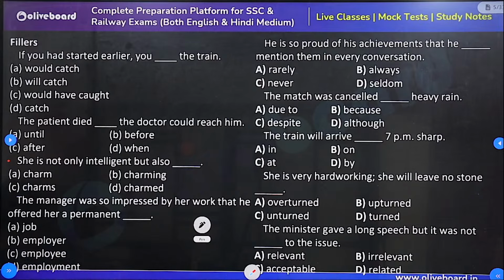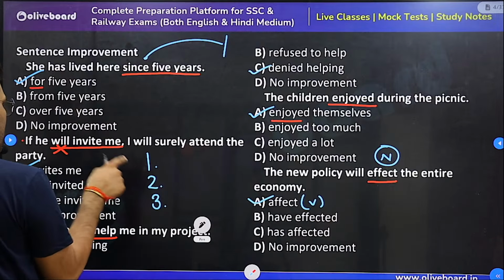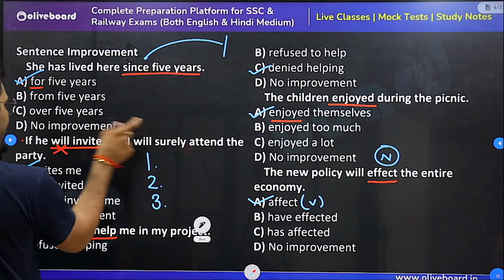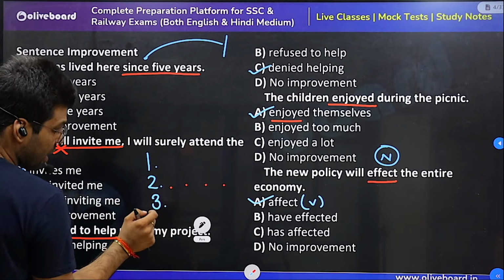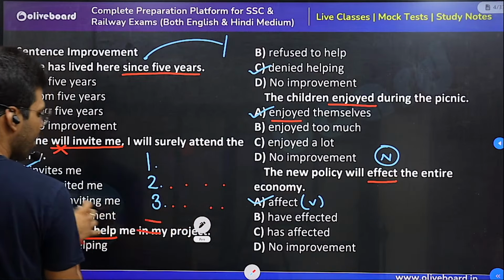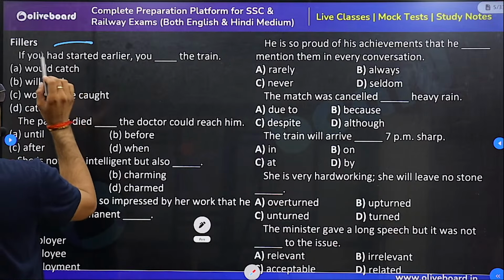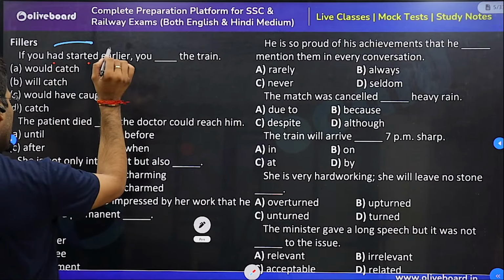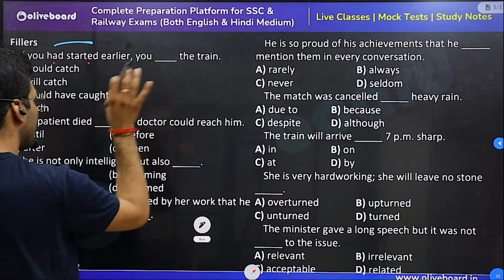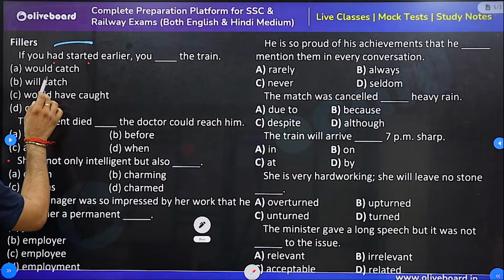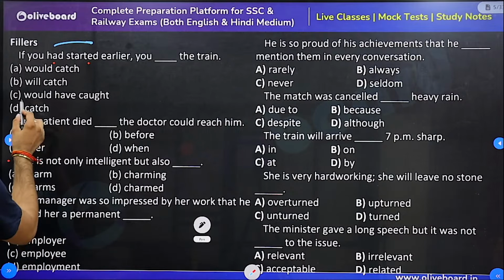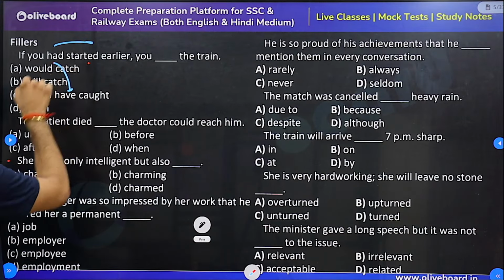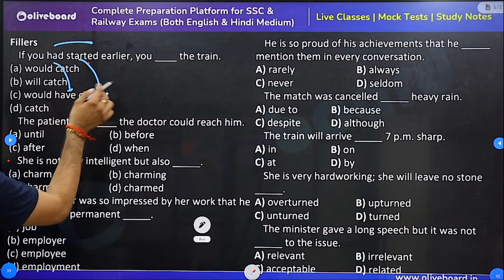Okay, if you had started, the same conditional clause. That was the first conditional, present indefinite, future indefinite. We have the second conditional, past indefinite and would also. We have the third conditional, past perfect and would have also. If you had started, third conditional: had and third form here, you would have, whatever the verb is, third form. The train: would catch, second conditional. Will catch, first conditional. Catch, no conditional or zero conditional. But would have caught, at least you can touch have here in the past, would already V2, and third form there also.